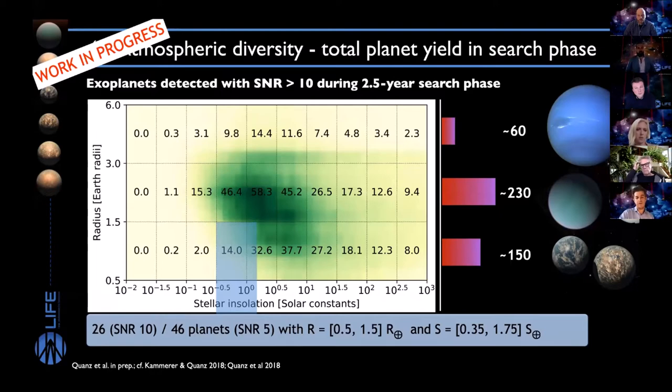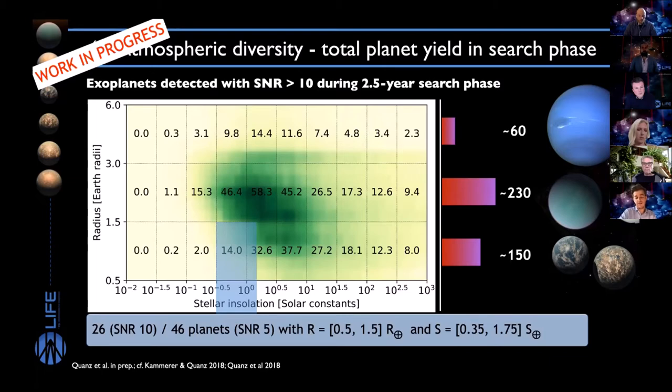I want to highlight one box down here, the box with planets that have radii between 0.5 and 1.5 Earth radii and receiving a flux between 0.35 and 1.75 times the solar constant, because this is the regime where you can expect habitable planets to lie. The numbers we get from this simulation are 26 with a signal to noise of 10, and 46 with a signal to noise of 5.